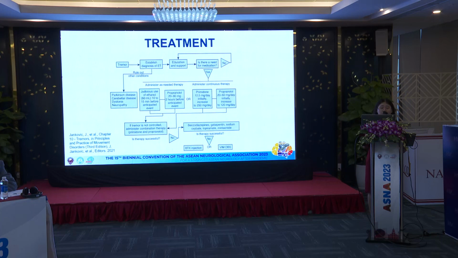If tremor is not controlled, administer combination therapy, primidone and propranolol. And if therapy is not successful, we can add one of benzodiazepine, gabapentin, or topiramate. And if therapy is still not successful, the patient can be treated with botulinum toxin injection or DBS can be performed.